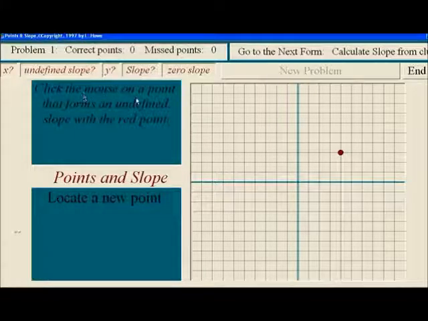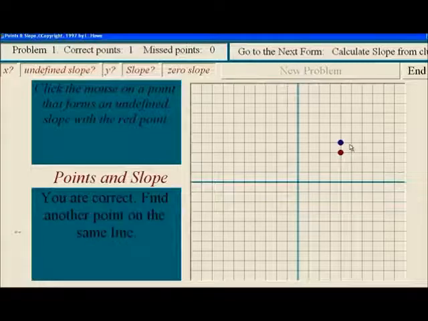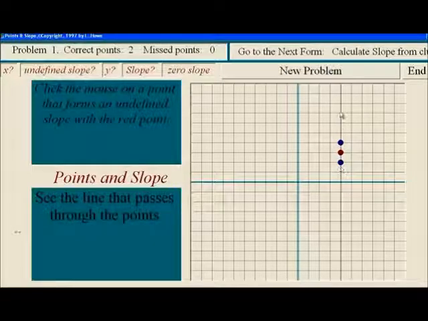So we want to click the mouse on a point that forms an undefined slope with the red point. Well, that would be anywhere along here, so I'm going to do that. And it says find another one, so I usually like to do one on one side, one on the other. There is a line that passes through them, and it is an undefined slope. I don't know why it's slightly darker than the rest. I intended it to be darker than that, but I must have darkened the grid.